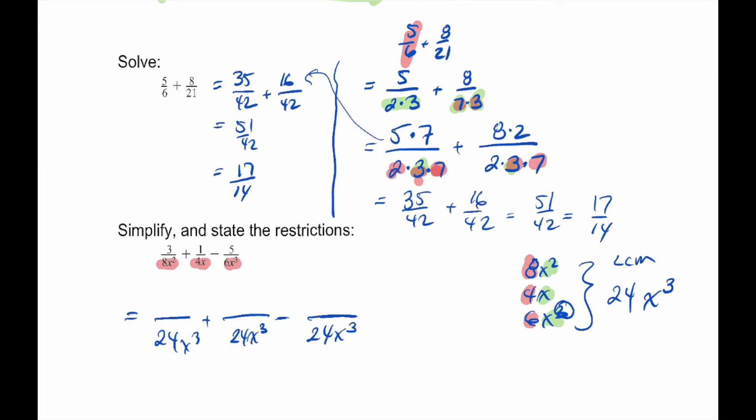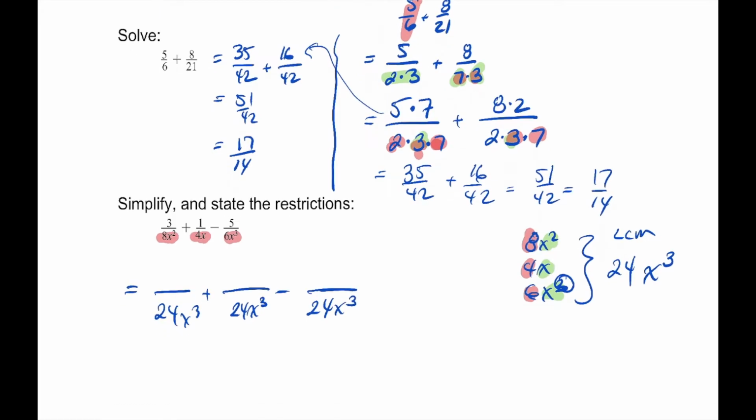And now we just have to convert each of our fractions to an equivalent fraction where the denominator is 24x cubed. So here we have 8x squared. What do we need to multiply 8x squared by to get 24x cubed? The way we look at it is we could divide 8x squared into 24x cubed. So 8 into 24 is going to be 3, so we're going to multiply by 3. And then x squared into x cubed, we're left with an x. So basically we have to multiply the numerator by 3x, because we multiply the denominator by 3x to get 24x cubed.